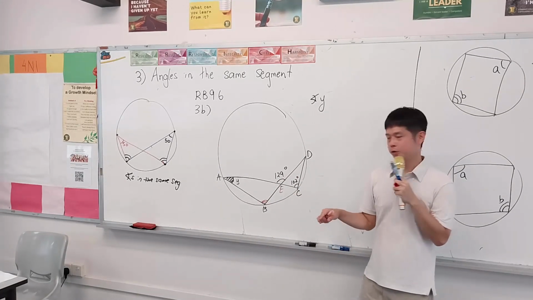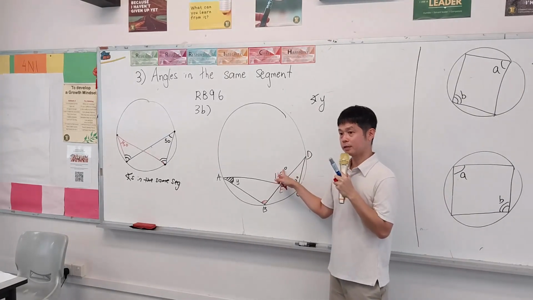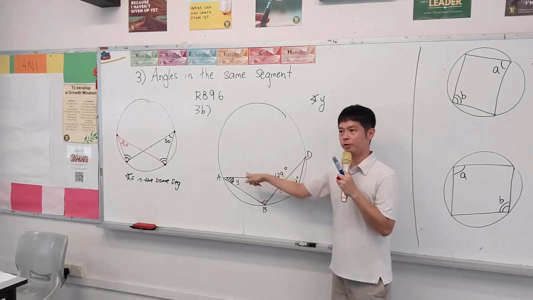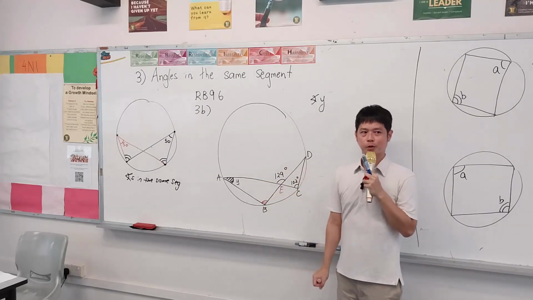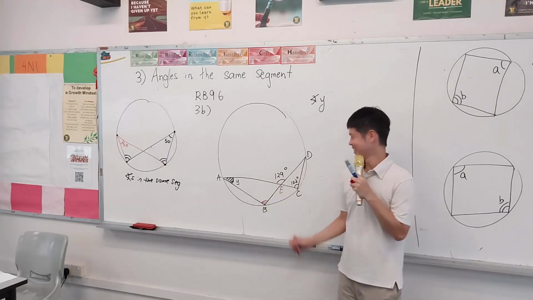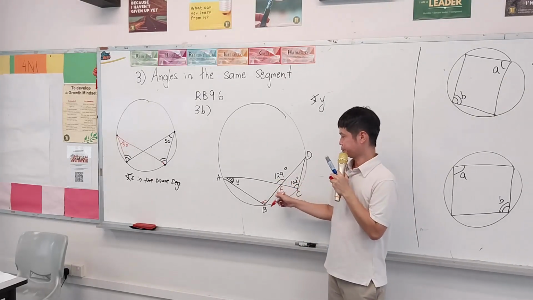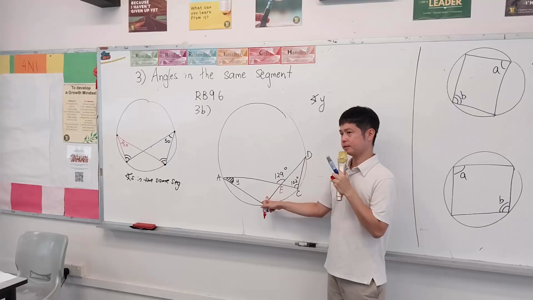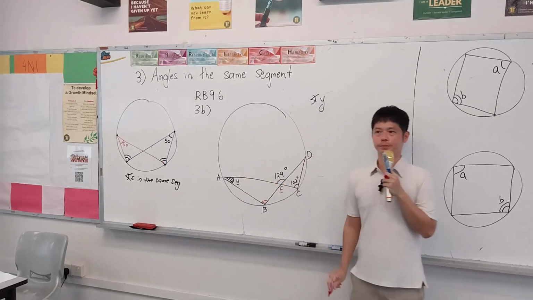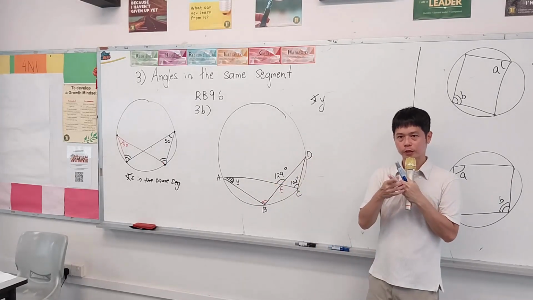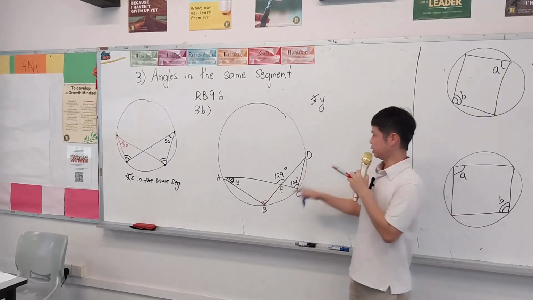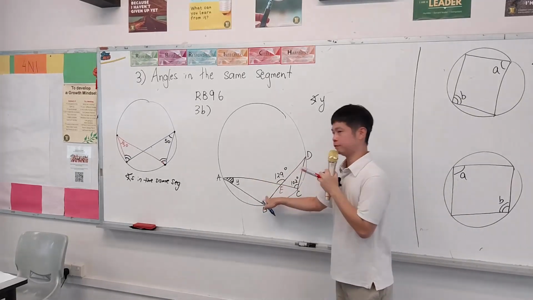Actually, I will use exterior angle equals sum of interior opposite angles, to get the answer straight away. So two steps only. I will first find this angle, then straight away I can find this angle already. So I will use the shortest way. Okay, let's find this angle first.